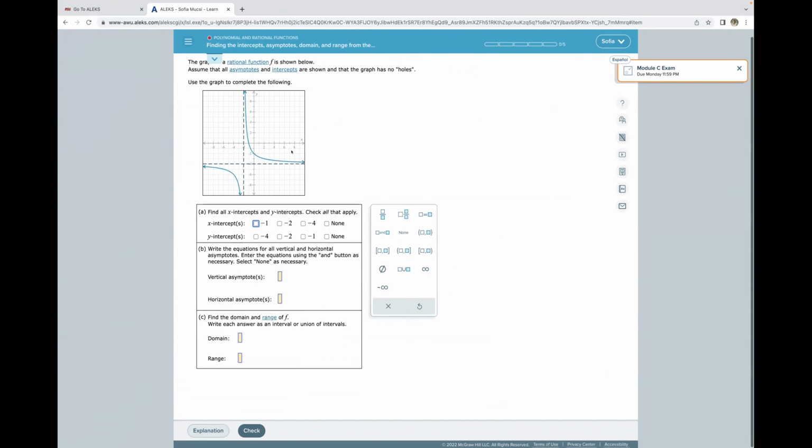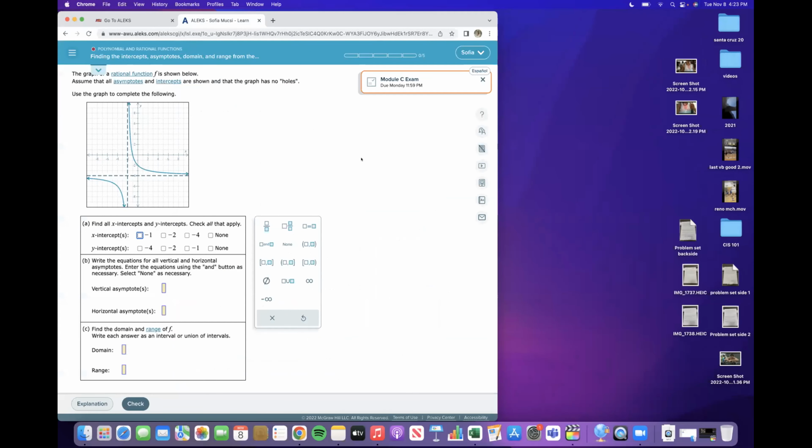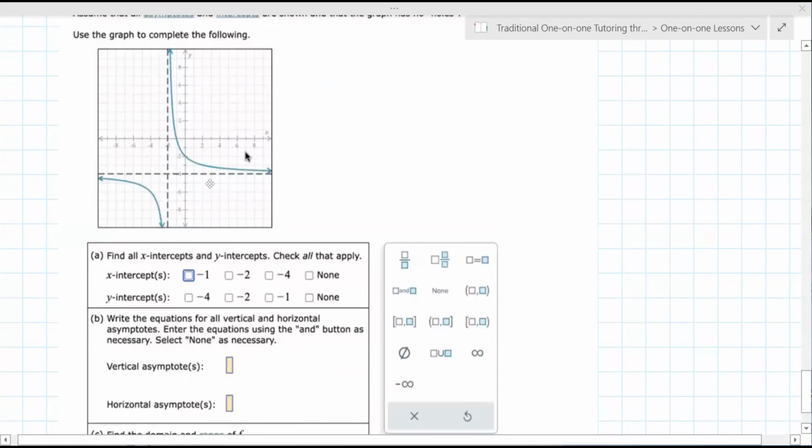All right, so there is a lot here. Let me grab, oh no, it's just use the graph. Okay, you're not making the graph. All right, let me grab it here. Let me share my screen. Okay, it says to use the graph to complete the following. Find all x-intercepts and y-intercepts.